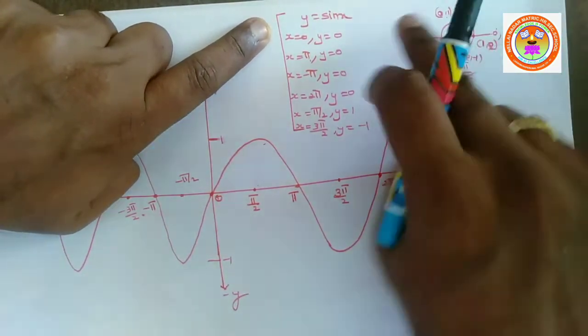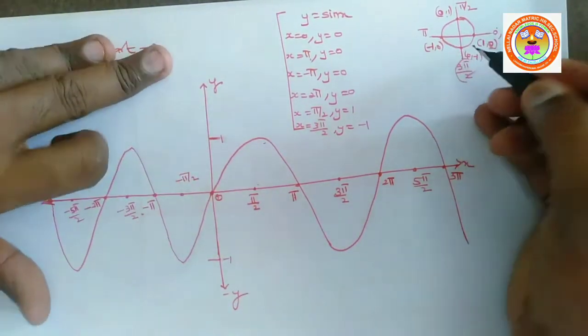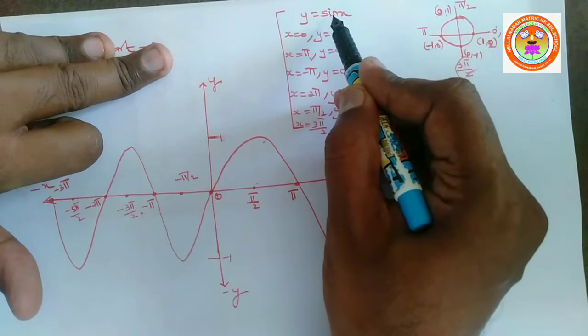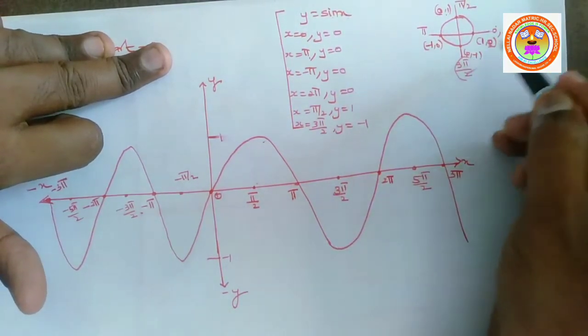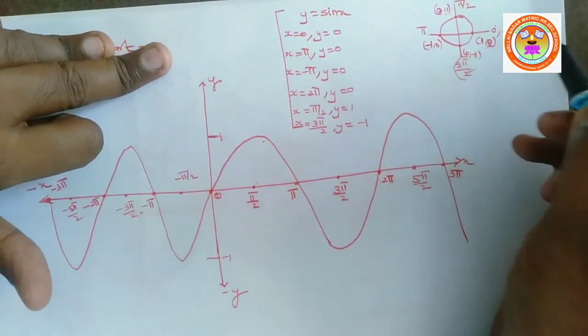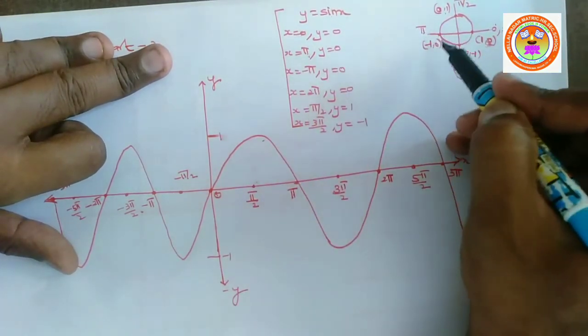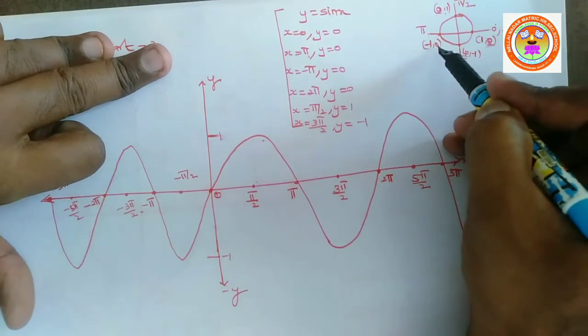So using this I can easily find. I will tell you once again, listen carefully. x is equal to 0. Therefore, if x is equal to 0, sine 0 is nothing but 0. x is equal to pi: cos pi is minus 1, sine pi is 0.